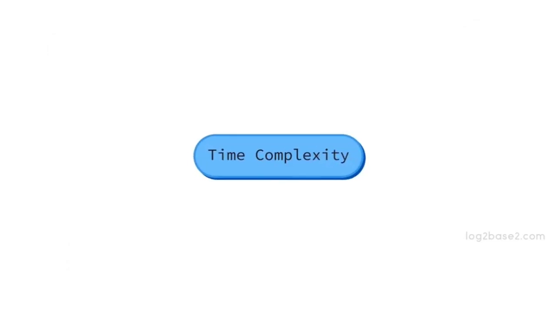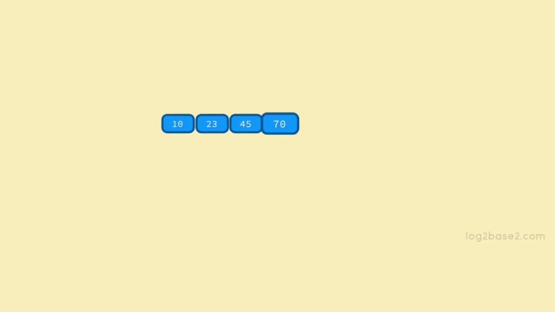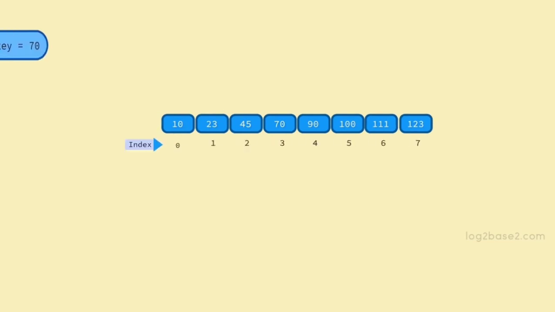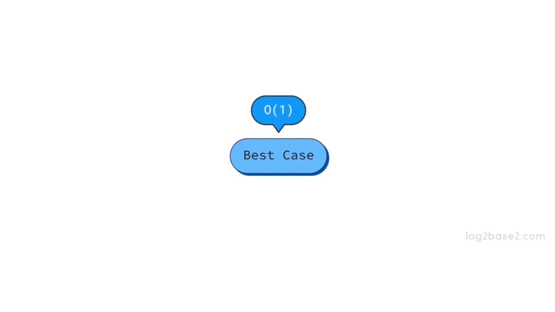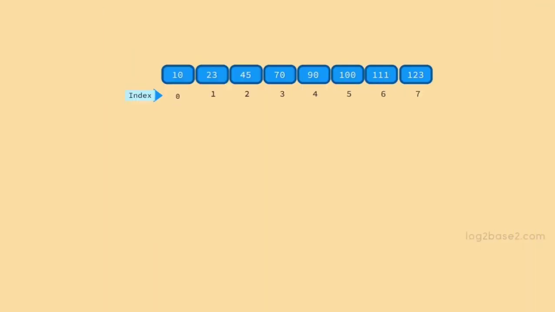Now let us discuss the time complexity of this operation. So we have this array and we are searching for key 70, which is the middle element. Then it can be found in the first comparison itself. So the best case time complexity is order of 1, and it will be when the key is the middle element.